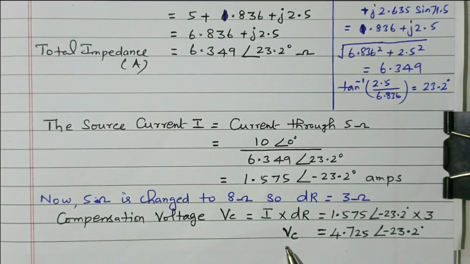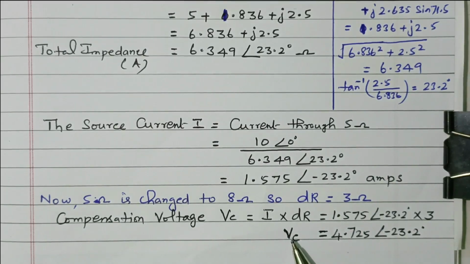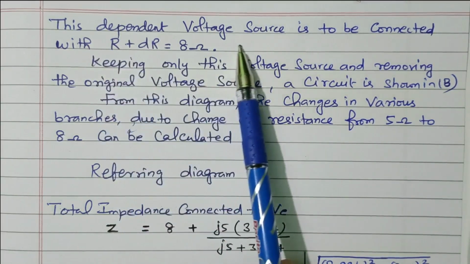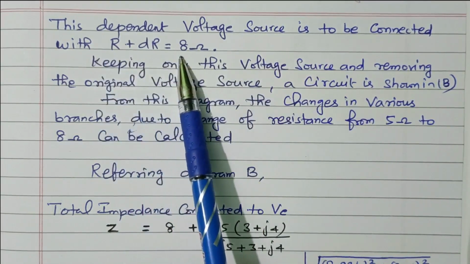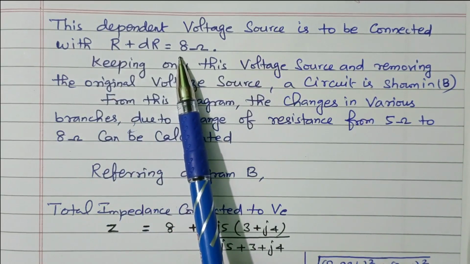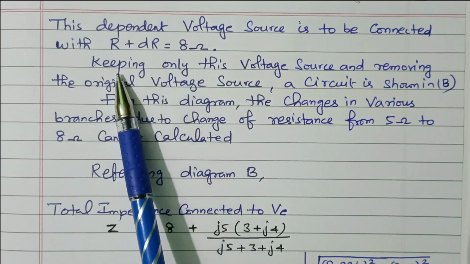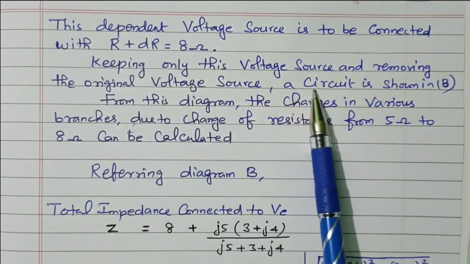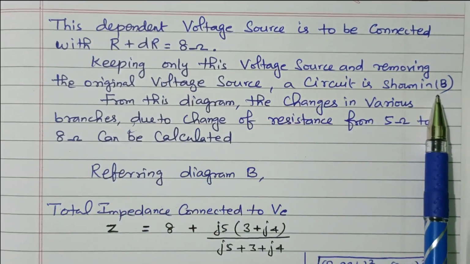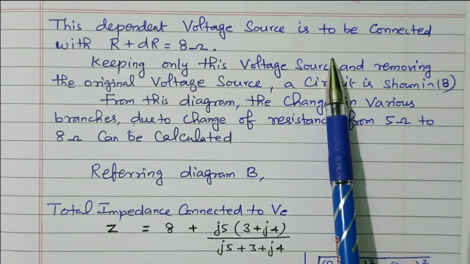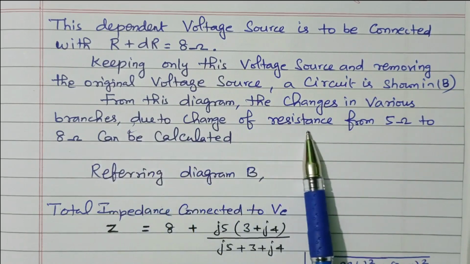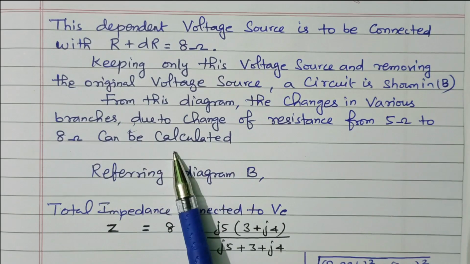Next we need to find the current flowing through the network, the one more network 3 plus J4 ohm. For that we need to refer to network B. So this dependent voltage source is to be connected in series with the R plus delta R, 8 ohm resistor. What we calculated, the compensated voltage, is connected in series with the 8 ohm resistor. Keeping only this voltage source, with the original source removed, is shown in network B. From this diagram, the changes in various branches due to the change in 5 ohm to 8 ohm resistor are calculated.